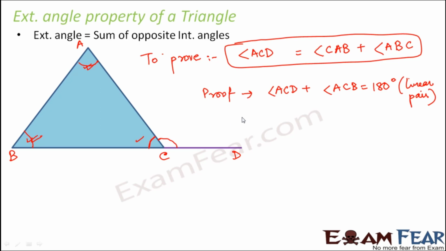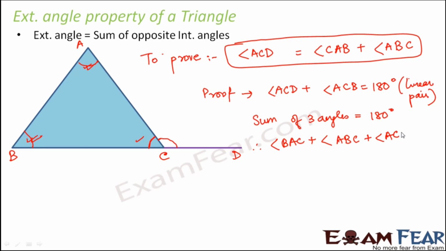Also, what did we learn in the previous section? We learned that the sum of the three angles of a triangle is equal to 180 degrees. So therefore, we can say that angle BAC plus angle ABC plus angle ACB, that is the sum of the three interior angles, is equal to 180 degrees. So this angle plus this angle plus this angle is equal to 180 degrees. Let us call the first one equation 1 and this one equation 2.